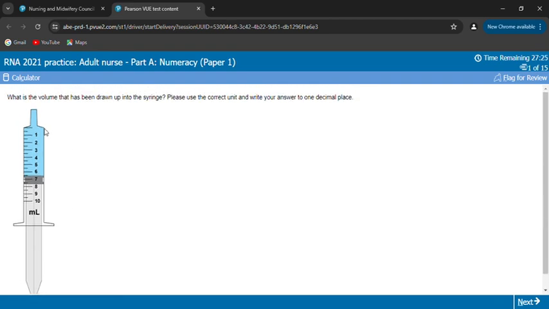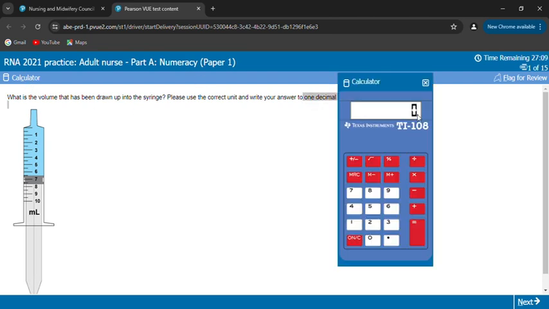So first, what is the first question? What is the volume that has been drawn up into the syringe? Please use the correct unit and write your answer to one decimal place. First we need to understand the meaning of one decimal place. Okay, I will tell you.